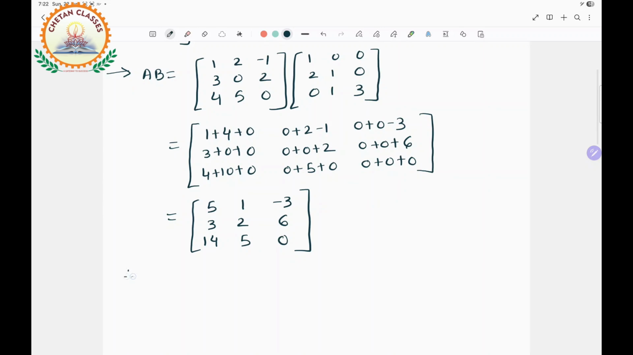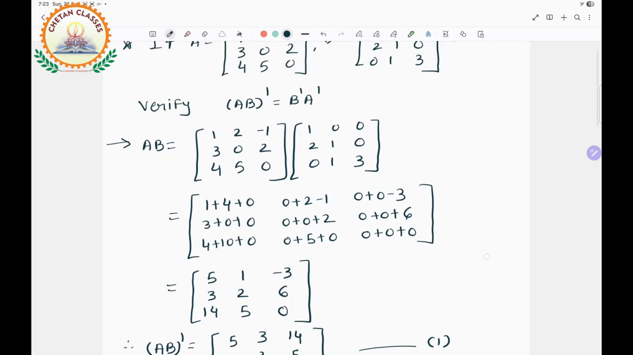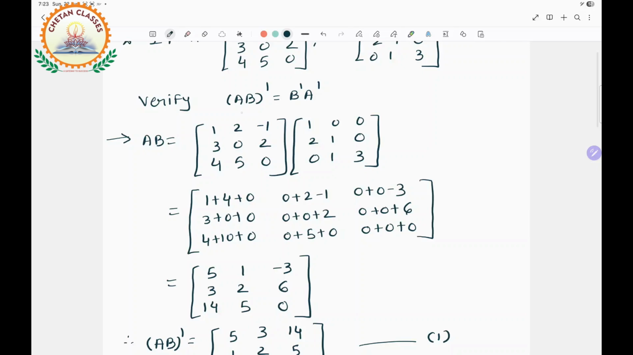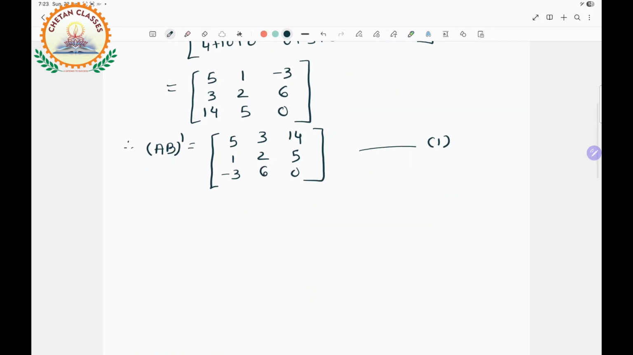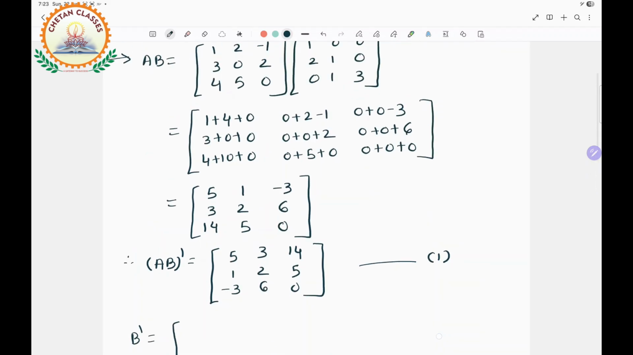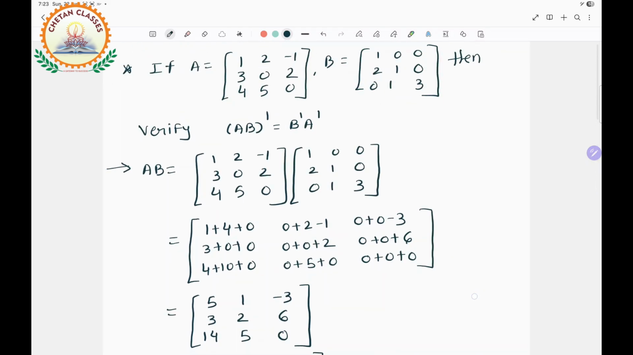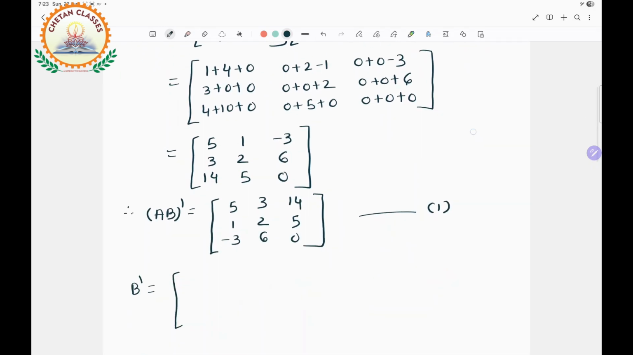So AB transpose is, row becomes column. So first row becomes first column, that is 5, 1, minus 3, here 3, 2, 6 and 14, 5, 0. Consider this is equation number 1. So we want to verify AB transpose is equal to B transpose A transpose. Then find B transpose. B transpose is our B matrix 1 0 0 2 1 0 0 1 3.